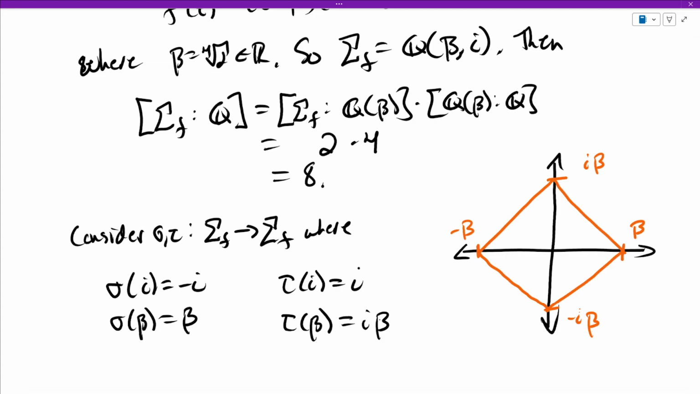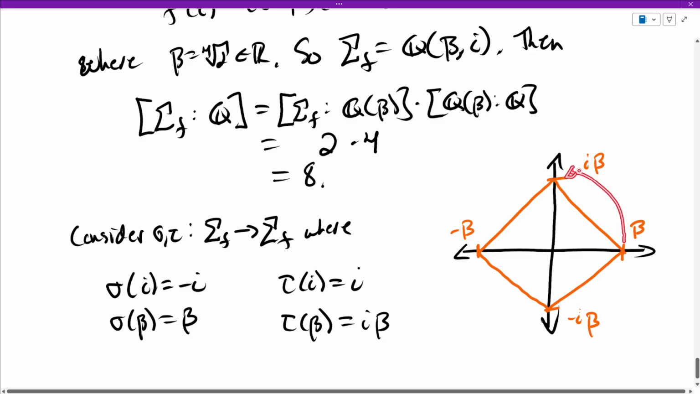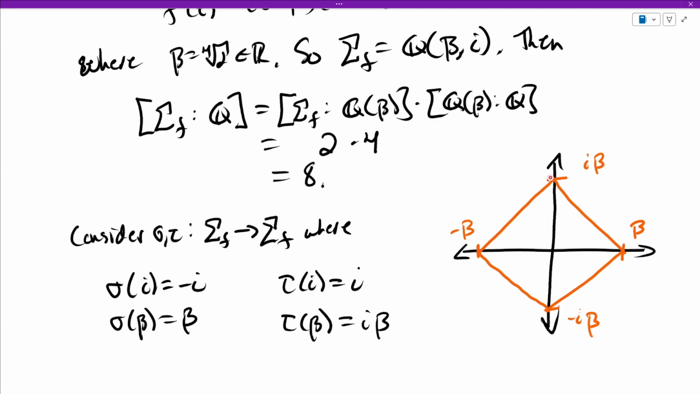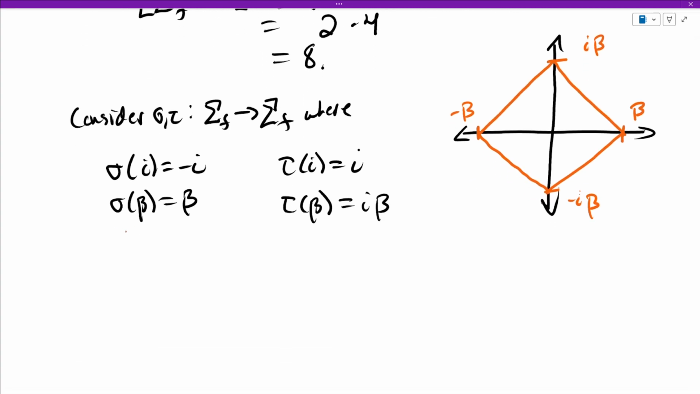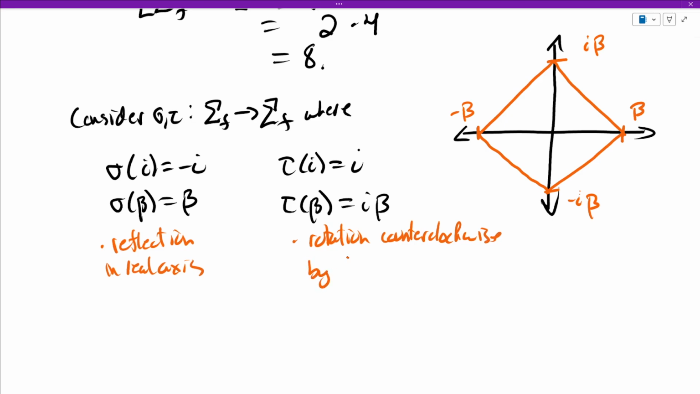Okay, so what is that going to do? Well, if beta goes to i beta, we're moving that vertex there. i beta is going to go to negative beta. We can see that that will work out. Negative beta will go to negative i beta, and conversely. So we have these two maps here. Sigma is reflection in the real axis, and tau is rotation counterclockwise, of course, by 90 degrees.